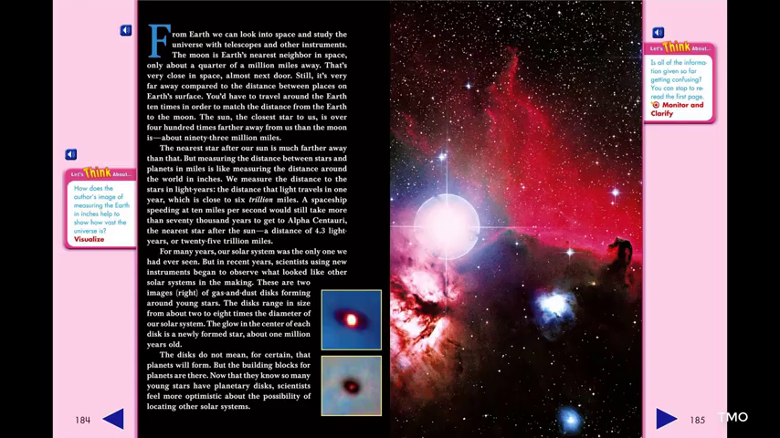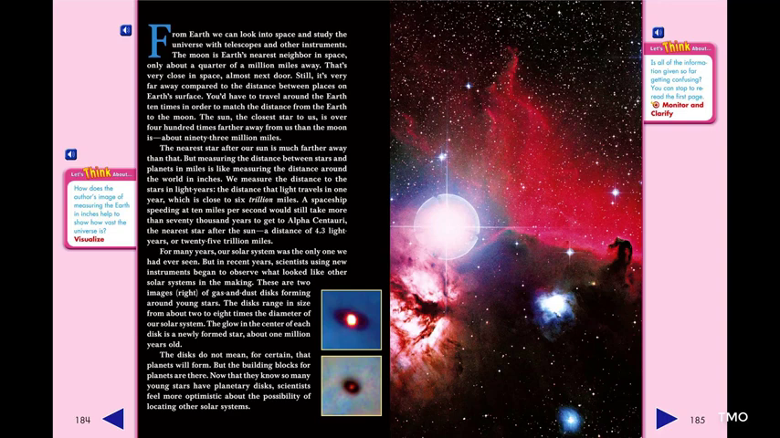From Earth, we can look into space and study the universe with telescopes and other instruments. The Moon is Earth's nearest neighbor in space, only about 250,000 miles away. That's very close in space, almost next door. Still, it's very far away compared to the distance between places on Earth's surface. You'd have to travel around the Earth 10 times in order to match the distance from the Earth to the Moon. The Sun, the closest star to us, is over 400 times farther away from us than the Moon is, about 93 million miles. The nearest star after our Sun is much farther away than that.